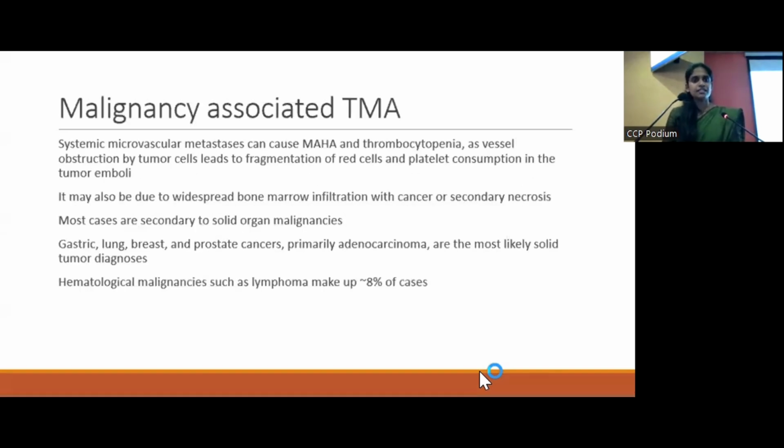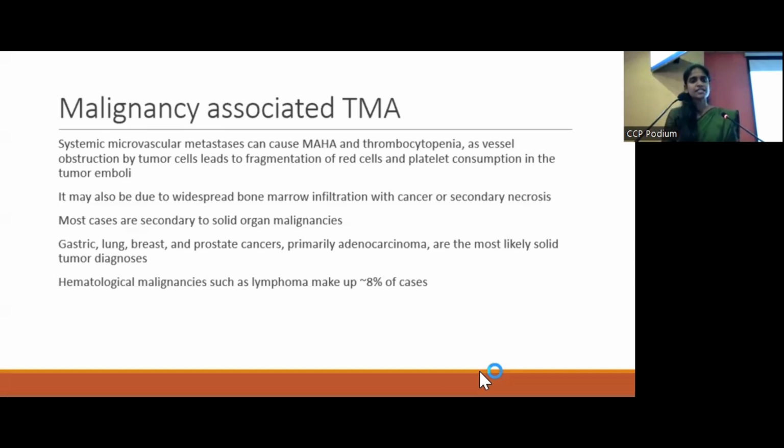The final cause is malignancy-associated TMA. Malignancy-associated TMA can occur due to systemic microvascular metastasis, which can cause MAHA and thrombocytopenia, because vessel obstruction by the tumor cells can cause fragmentation of the red cells and also platelet consumption in the tumor emboli. It can also be due to widespread bone marrow infiltration with cancer or secondary necrosis.